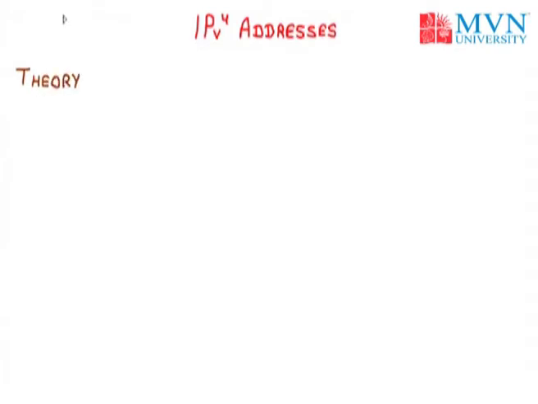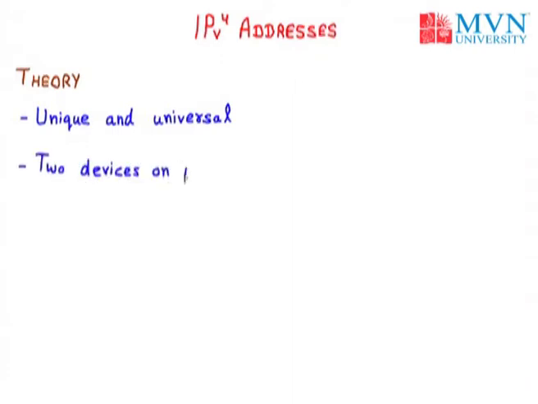Today we have a unique and universal addressing scheme, that is called IPv4. So we will start with our theory, that IPv4 addresses are unique and universal. Unique and universal means all the computers which are connected to the internet have a particular IP address, that is an IPv4 address, that is unique. That means everybody has their own IP address, and that will never collide with anybody else. So we can also say that two devices on the internet can never have the same address at the same time.